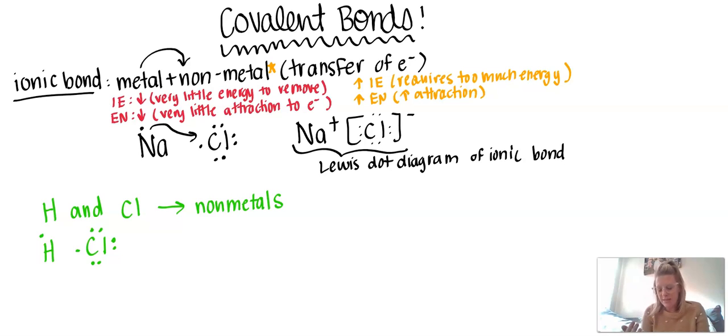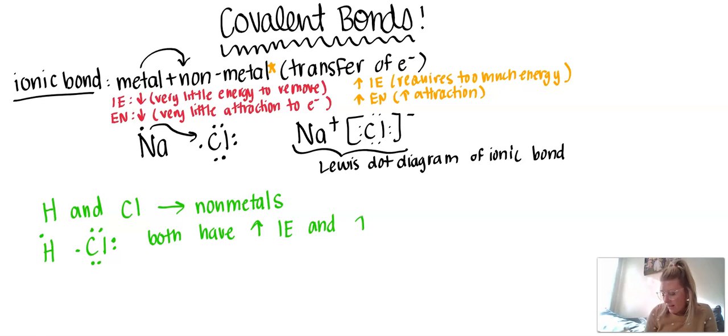But our problem is that hydrogen and chlorine, both being nonmetals, both have high ionization energies and high electronegativities. So neither of them wants to give away its electron, and they both have a decently high attraction for electrons. So what do we do if hydrogen doesn't want to give away its electron and chlorine doesn't want to give away its electron? How can we satisfy their octet rule? How can we make them stable?